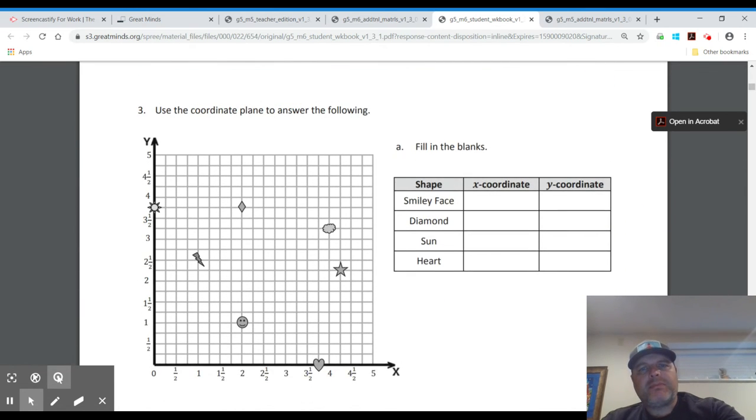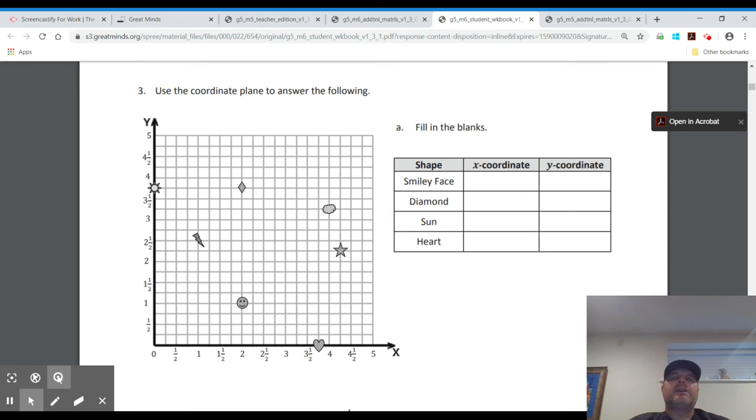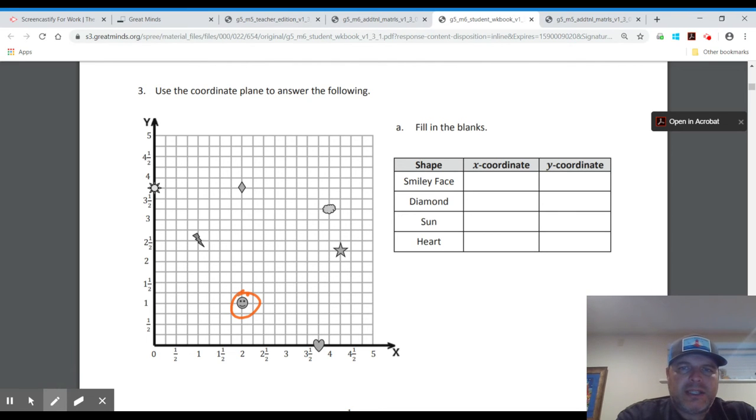And we are at, use the coordinate plane to answer the following questions. Okay, so here we go. It says fill in the blanks. So smiley face, they want you to tell where it's located. So the smiley face is right here, and we're going to locate it. If you look down on x, x is 2 down at the bottom. And then over here, y is 1. So they gave us an easy one this time with no fractions.